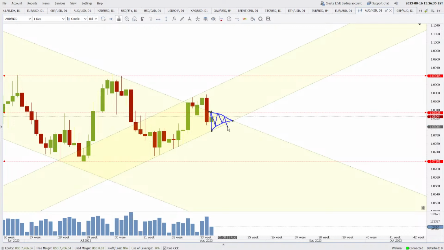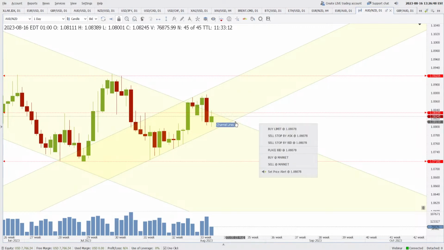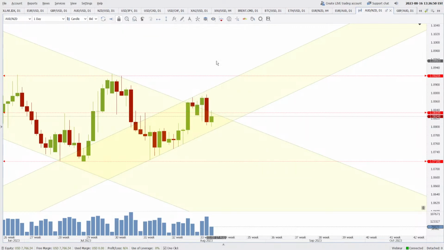Now either it has to break down and then we may get a selling opportunity here, or from here the price may go up and then we may get a buying opportunity here. So either way, this area is very crucial, this for buying and this for selling. So keep an eye on this area, or on New Zealand if you really want to trade.